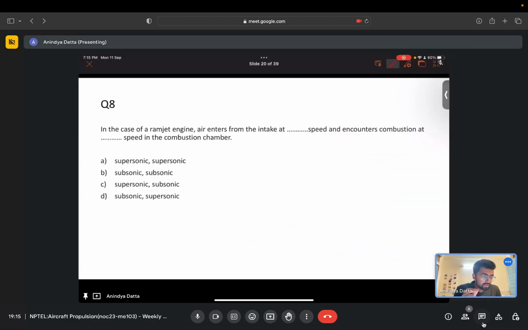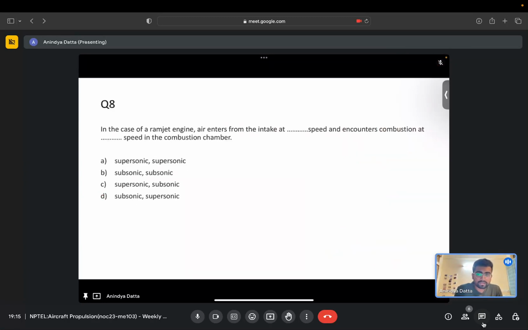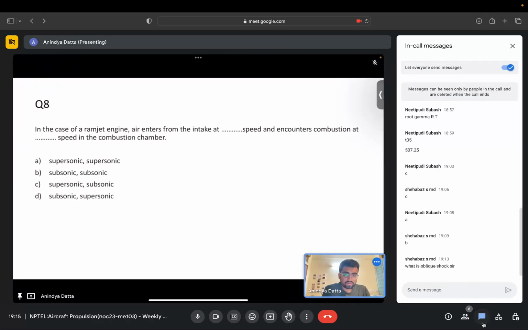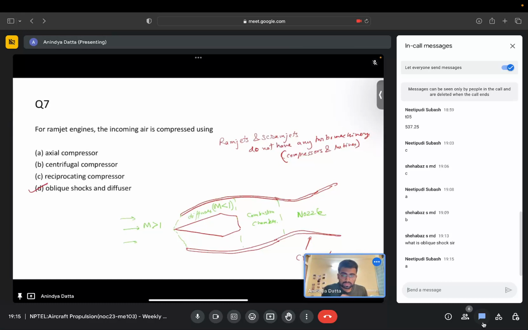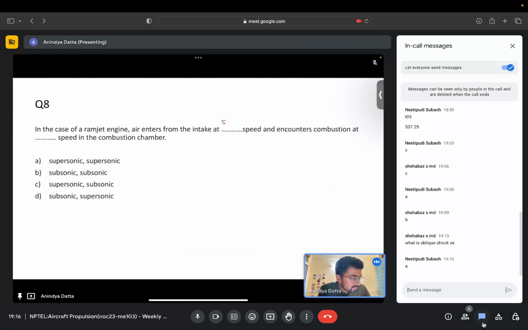Okay, let's move on. This you should be able to answer. In case of a ramjet engine, air enters the intake at dash speed and encounters combustion at dash speed in the combustion chamber. So the options are supersonic. Think carefully, I just explained it in this. So this is supersonic. But when it goes to the combustion chamber, it is subsonic.